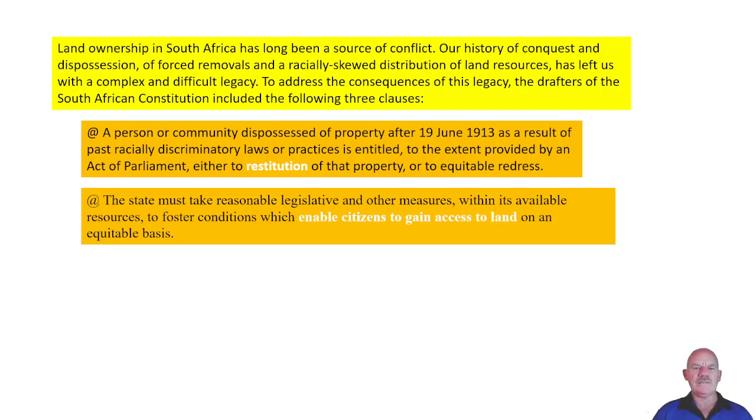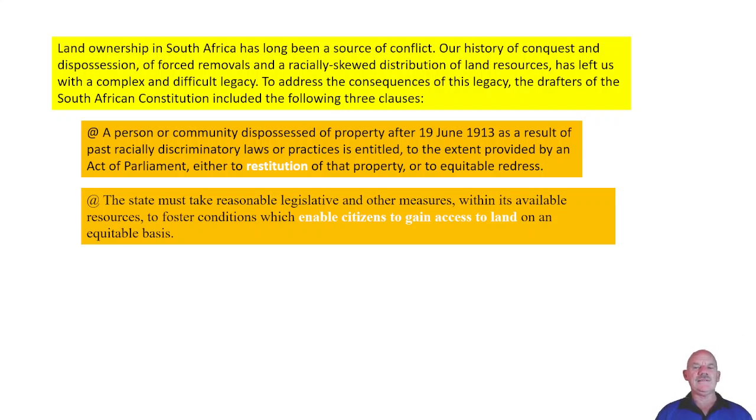So the second clause in the Constitution is more than just restitution. It says that the state must take reasonable legislative and other measures within its available resources to foster conditions which enable citizens to gain access to land on an equitable basis. So this is more than restitution. This is people that never had land should also now be enabled to access land. The government should continuously be active in taking care of citizens to be able to gain land.